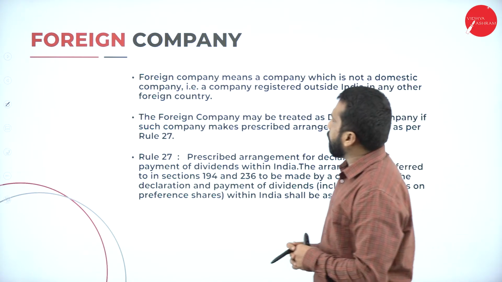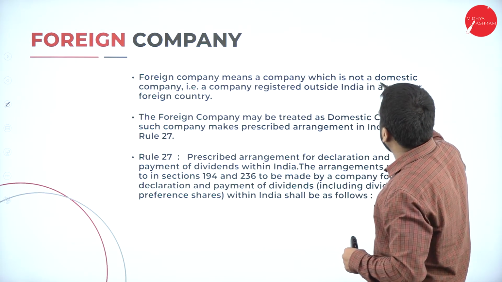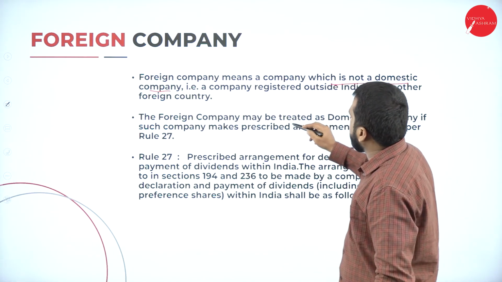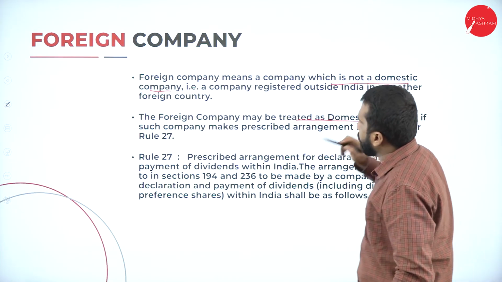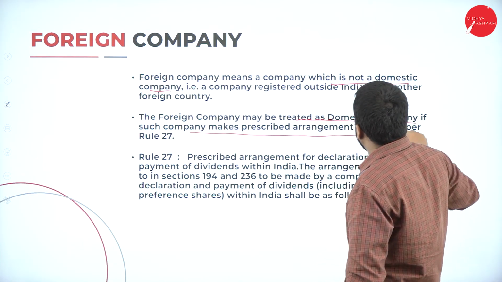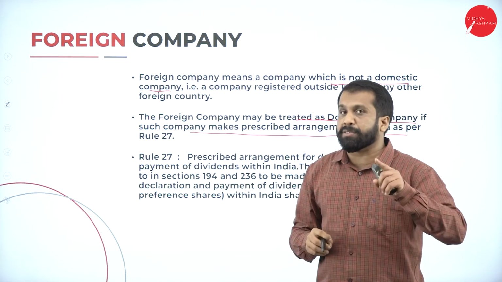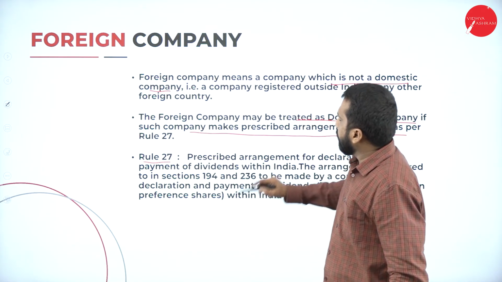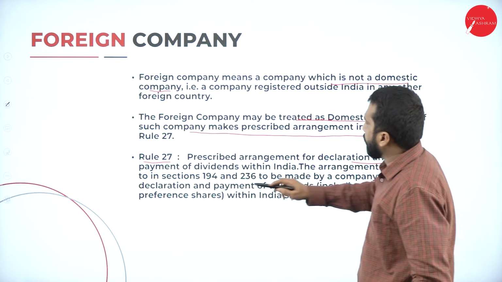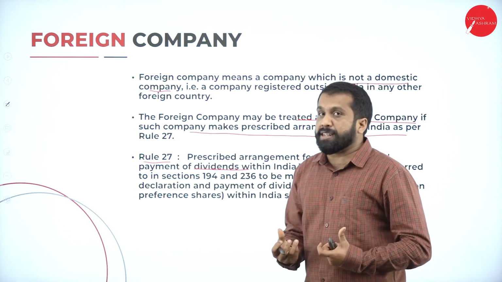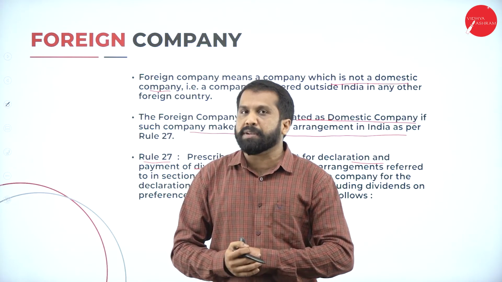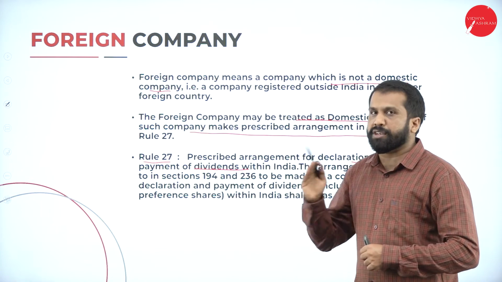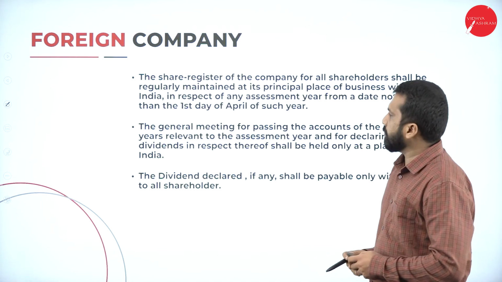Foreign company, there are 3 points. First point: a company which is not a domestic company. Second, a foreign company may be treated as a domestic company if such company makes a prescribed arrangement in India as per Rule 27. Third, what is Rule 27? Prescribed arrangement of declaration and payment of dividend. If the dividend is issued in India, then that company will be called a domestic company. Clear? Yes. This much is sufficient for your examination purpose.